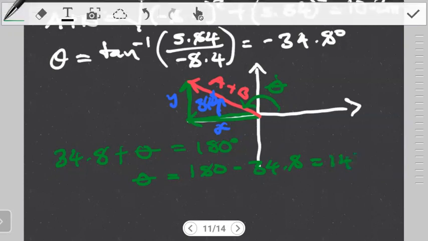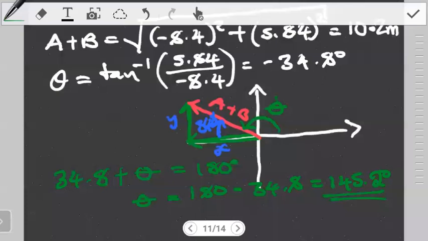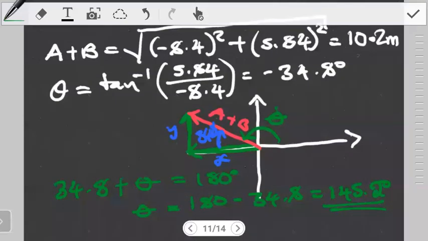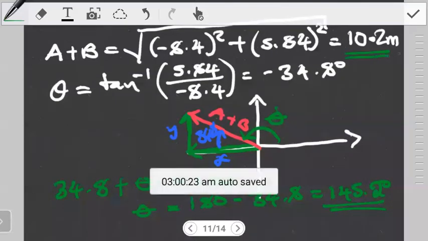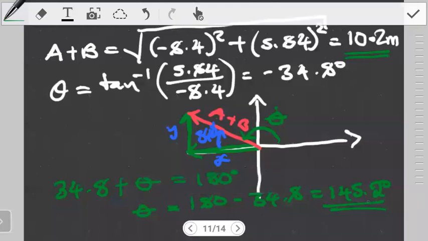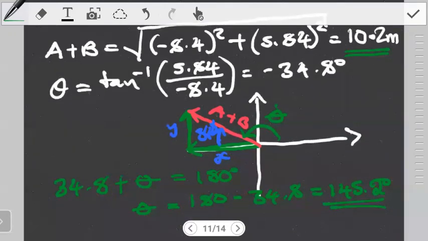This gives our angle, the one we're going to use, the direction, as 145.2 degrees. So when stating our answer now, we're going to say the magnitude of A plus B is 10.2 meters and the direction is 145.2 degrees from the positive x-axis, anti-clockwise of course. Okay, I hope that's okay.